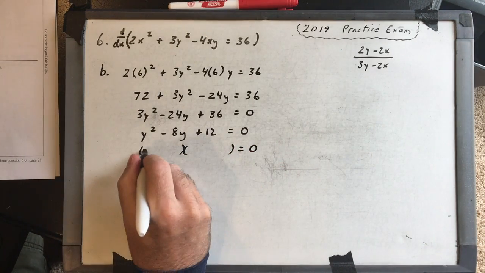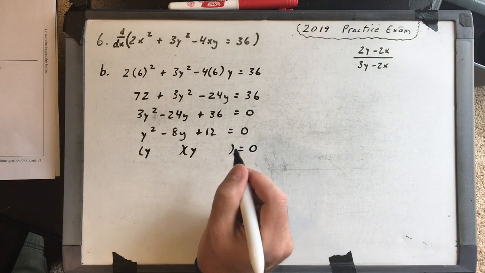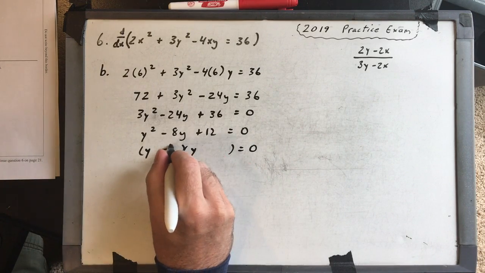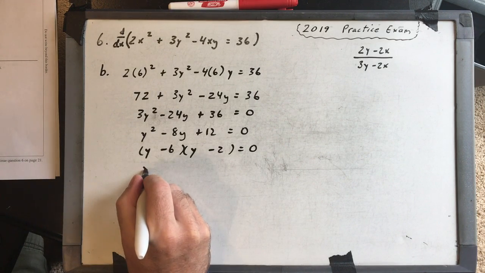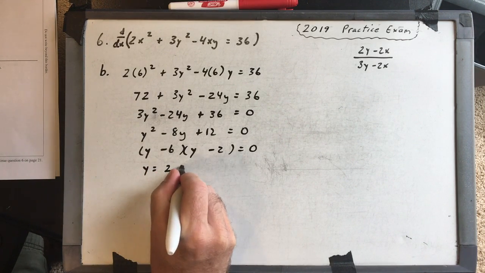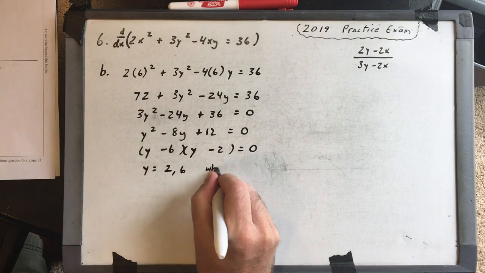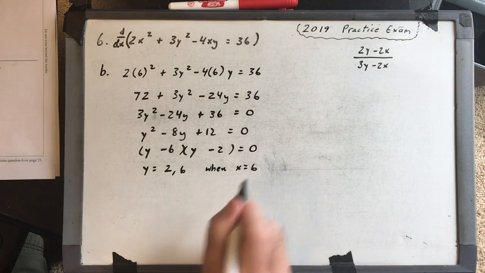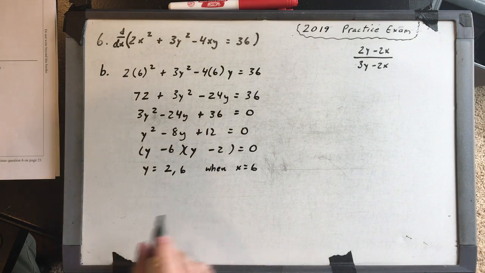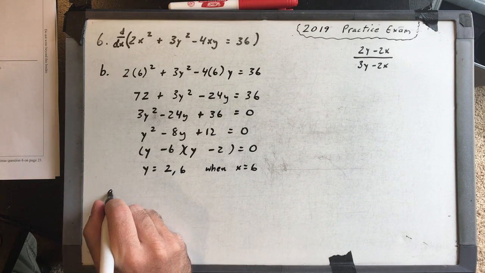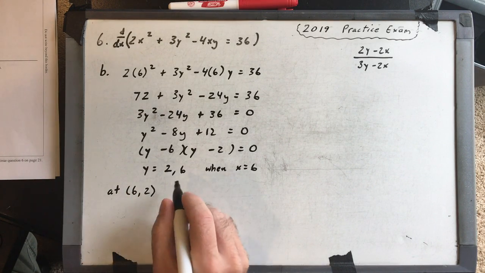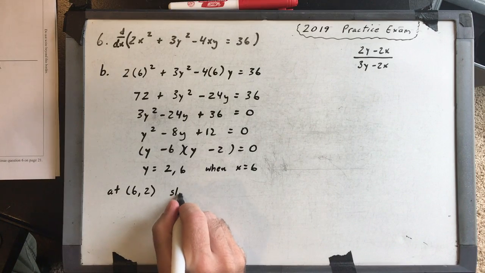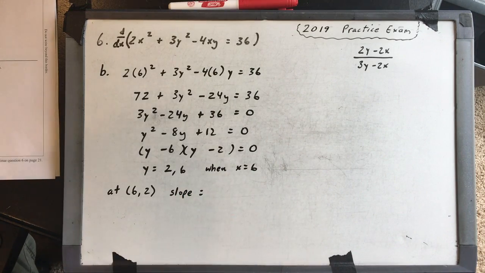We'll factor that. So this is good practice. I think we're going to have a minus 6 and minus 2. So y is going to be equal to 2 and 6 when x equals 6. All right, so at the point (6, 2), the slope is equal to, and then we have to plug into the equation we found in part A.